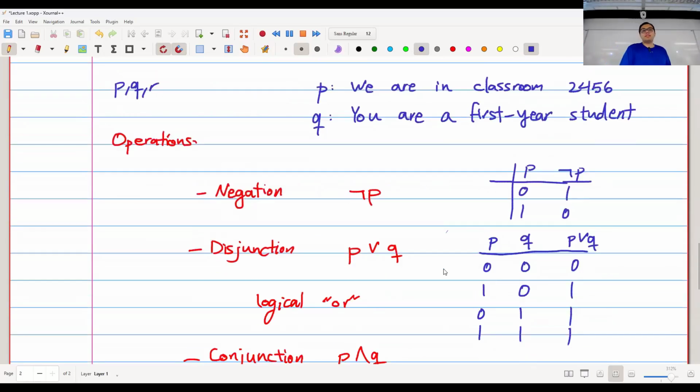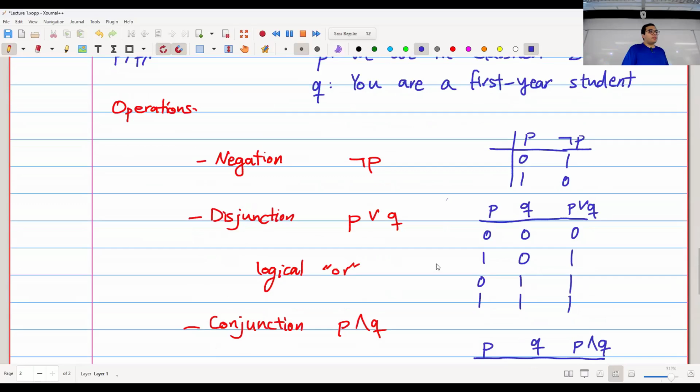You can think of these statements as some sort of a promise. So when I'm doing disjunction, when I'm saying P or Q, I'm promising that at least one of them is true. When I'm doing conjunction, when I say P and Q, I'm promising that both of them are going to be true.